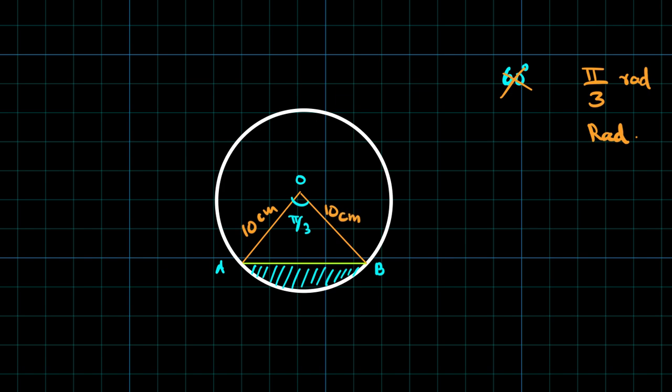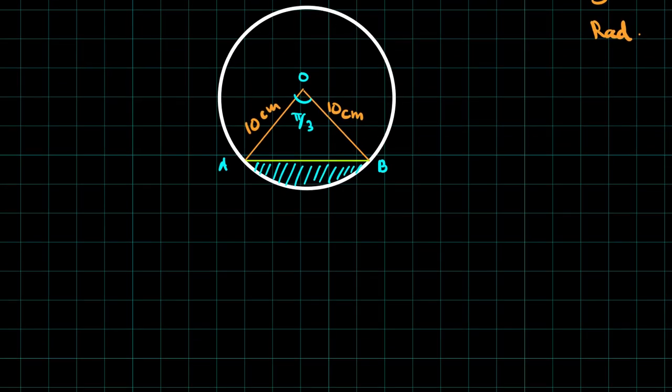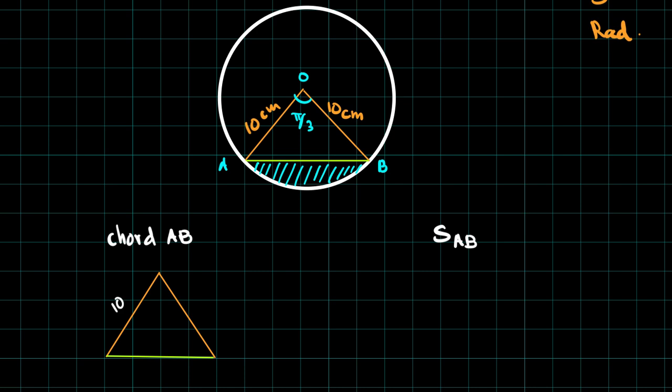Now, what can I do with this diagram? First of all, I can find the length of the chord AB. I can find arc length AB. First of all, if I talk about this thing, that is the chord. So let me draw this diagram. It goes like this, it goes like this, and there is this green line. Let me draw this green line like this. Now, some basic math: this is 10 centimeters, this is 10 centimeters, this is pi by 3 radians.